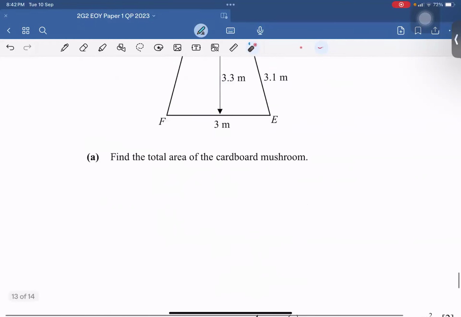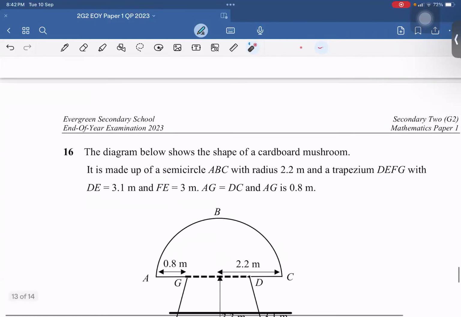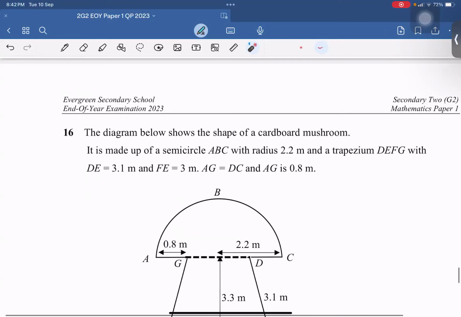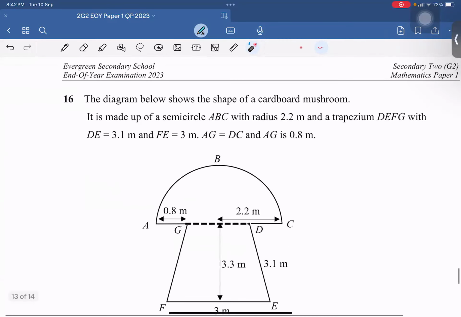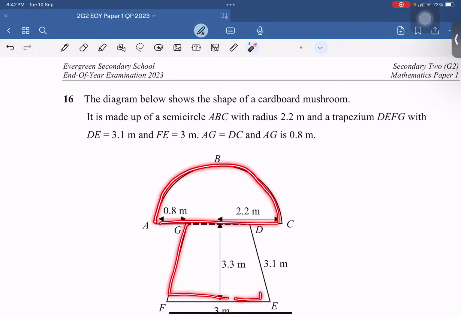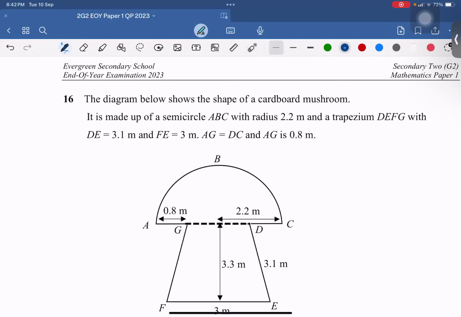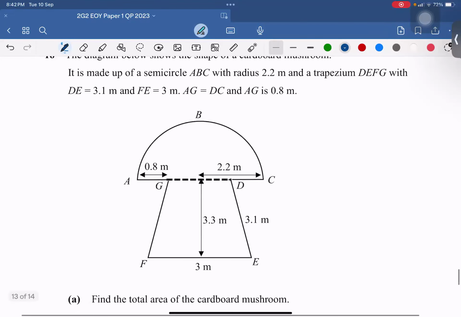Now, next one, question number 16. This will be the last question for tonight. Then we'll end off our lesson, okay? First part, question number 16. This shows the shape of a cardboard mushroom, right? I'm going to ask Nicholas. Nicholas, can you tell me what are the shapes made up of? Two shapes here. Trapezium and a semicircle. Very good.